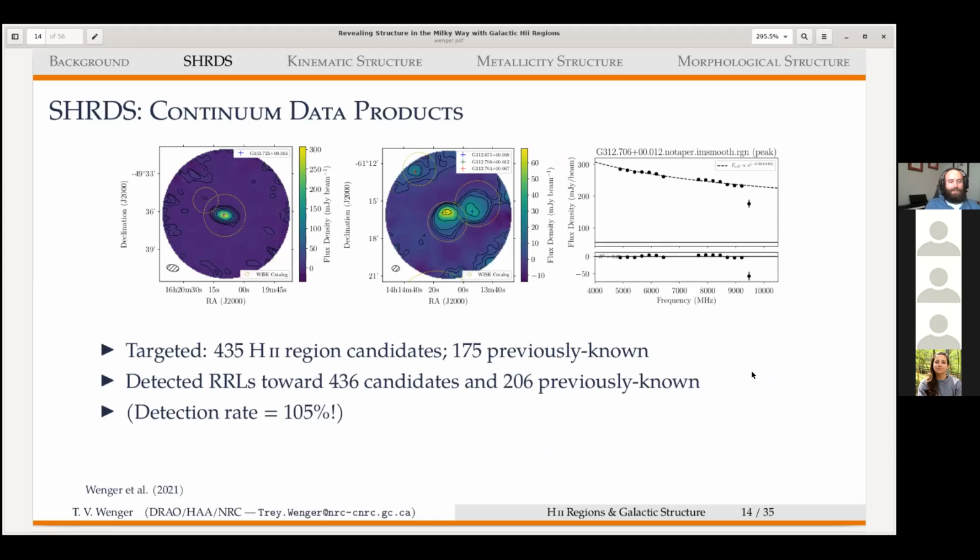Just briefly, I'll show you some of the data. It's an interferometer, so it's kind of cool. We get to make images. That's something we didn't get to do with the GBT or Arecibo. So we can get much better estimates of the continuum flux densities, for example.